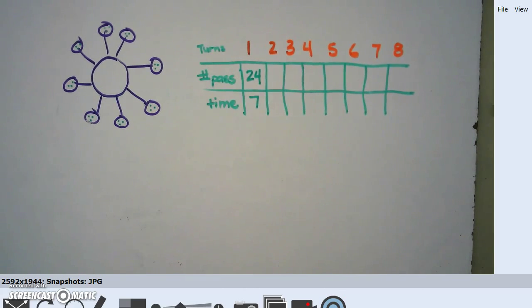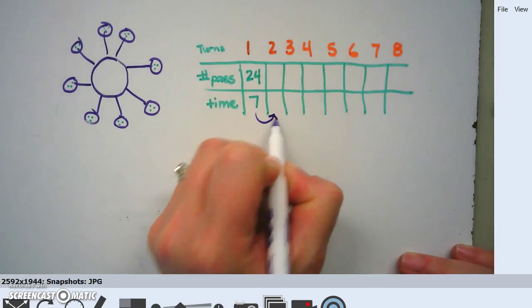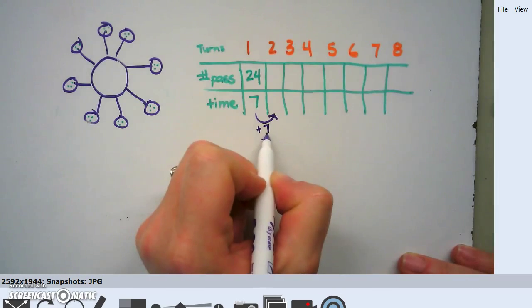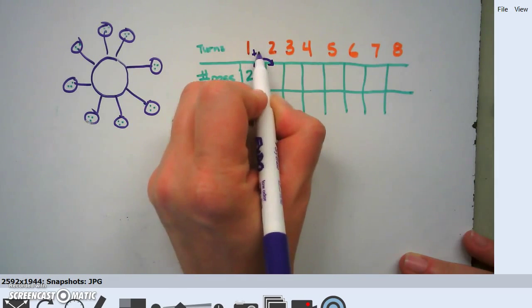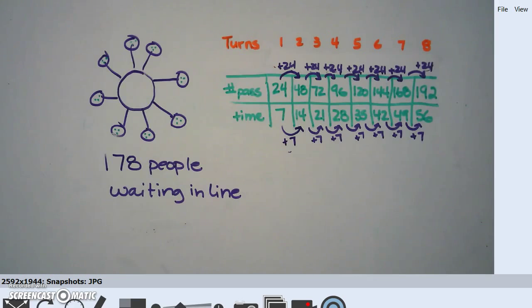Now, I need to pause the video again because I'm running out of time, but I am going to fill this in. So every time we take a new turn, it adds 7 minutes onto the total, and that means 24 more people get to go. So I'm going to pause this and fill in the ratio table. See you in a sec.